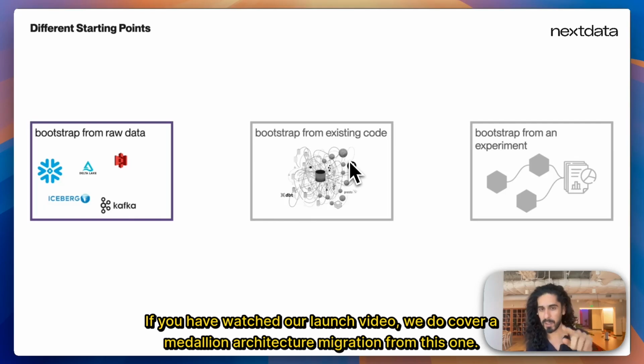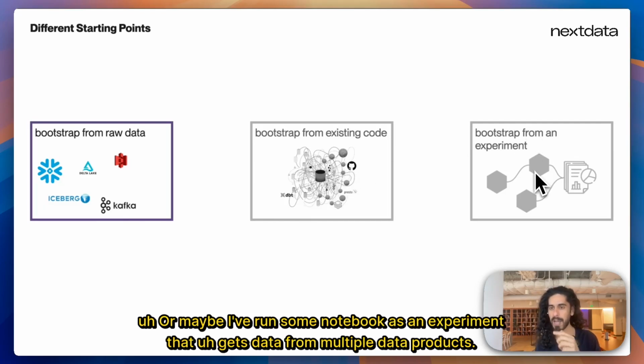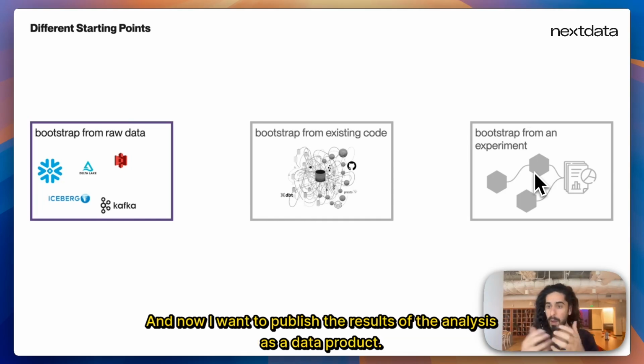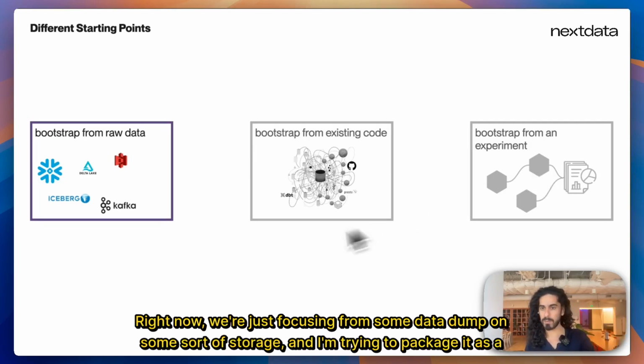If you have watched our launch video, we do cover a medallion architecture migration from this one. Or maybe I've run some notebook as an experiment that gets data from multiple data products, and now I want to publish the result of the analysis as a data product. So these are different starting points. Right now, we're just focusing on some data dump on some sort of storage, and I'm trying to package it as a data product.